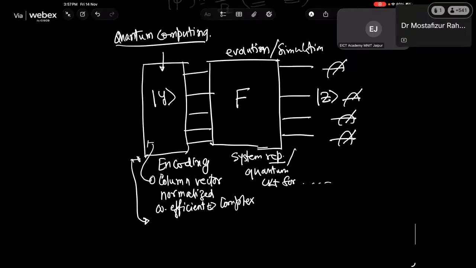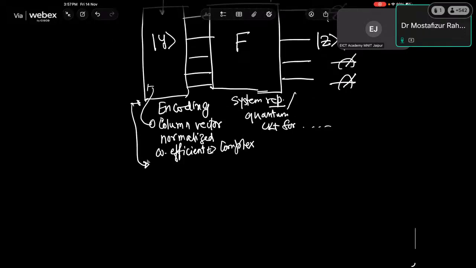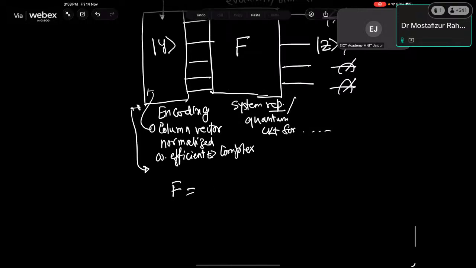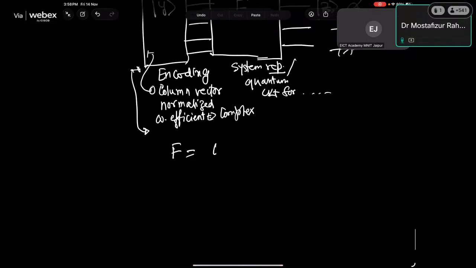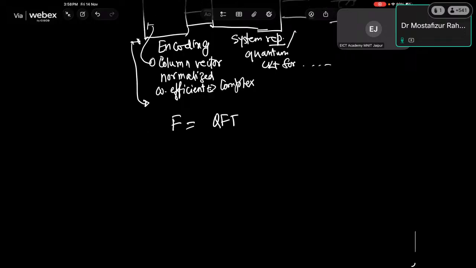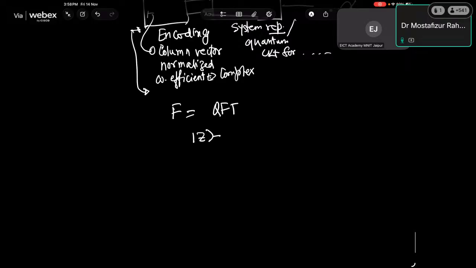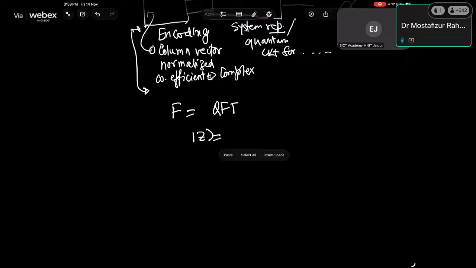So you get the probability of the various computational basis states here. So what are the probabilities to get these things? Now f can be, if it is a Fourier transform in quantum, it has an equivalent, the QFT, quantum Fourier transform, right? So then basically you get z equals QFT, which is basically a DFT matrix, and the implementation is done on the quantum device.